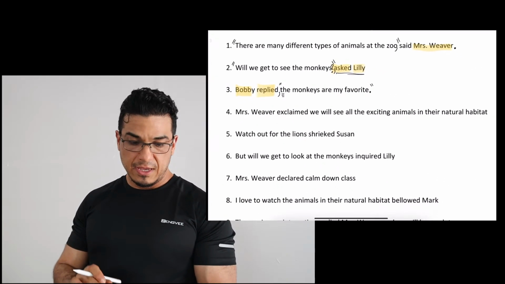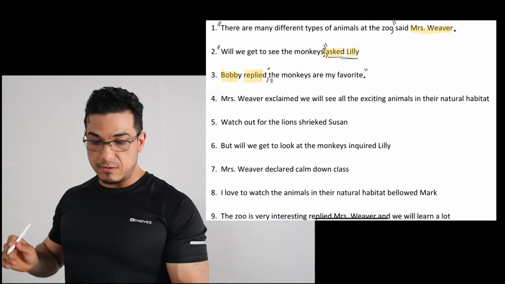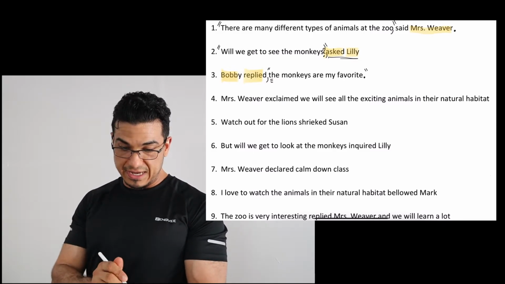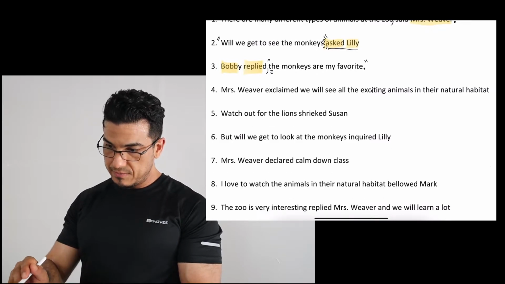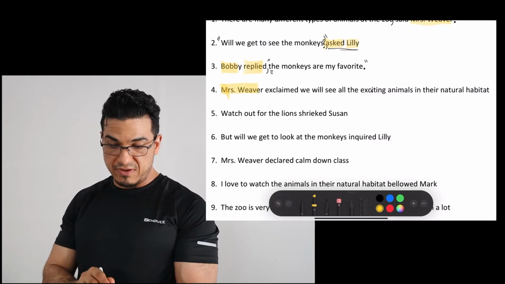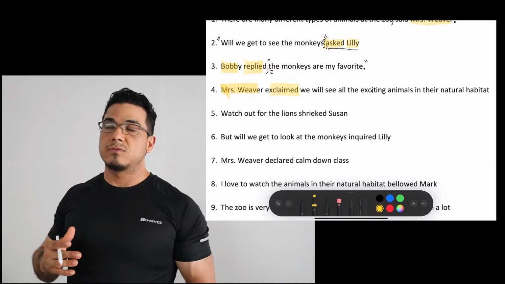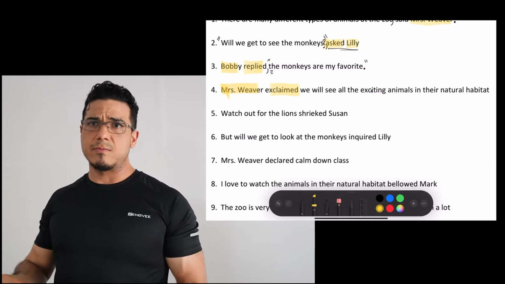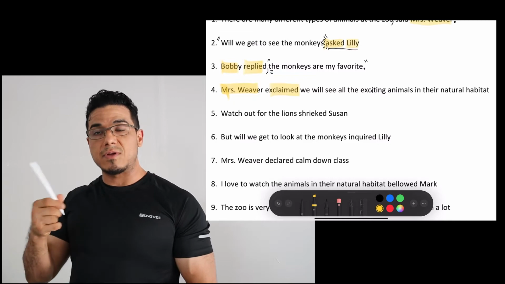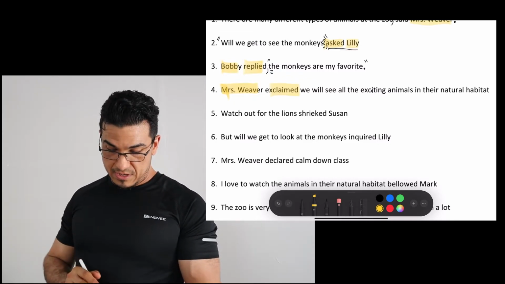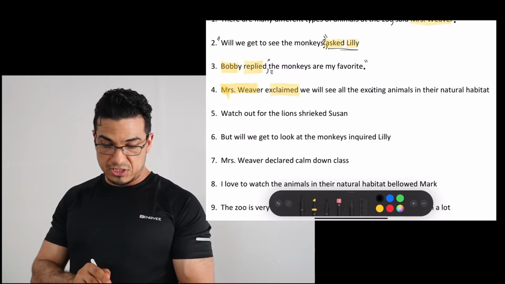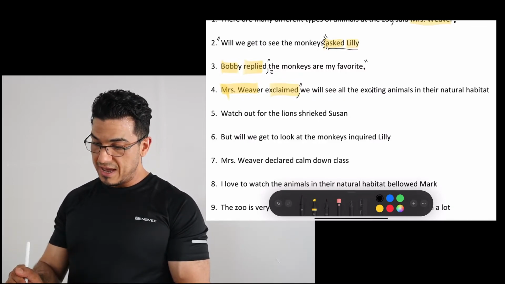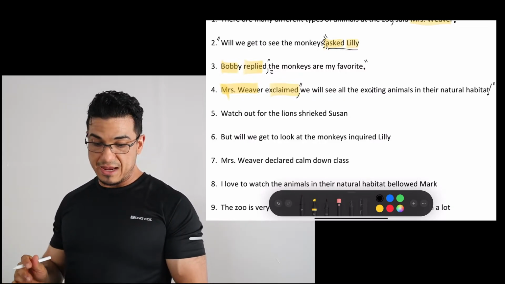All right, let's go ahead and take a look at number 4, if I can zoom out. "Mrs. Weaver exclaimed, we will see all the exciting animals in their natural habitat." Right away I know "Mrs. Weaver exclaimed." So I go back to an exclamatory sentence, which ends with an exclamation mark, and I know she's expressing a strong or heavy emotion. So I know to end her statement with an exclamation mark. And I also know that she's the one who is doing it. So she exclaimed, comma, "we will see all the exciting animals in their natural habitat!" and then I'm going to end my quotes there.